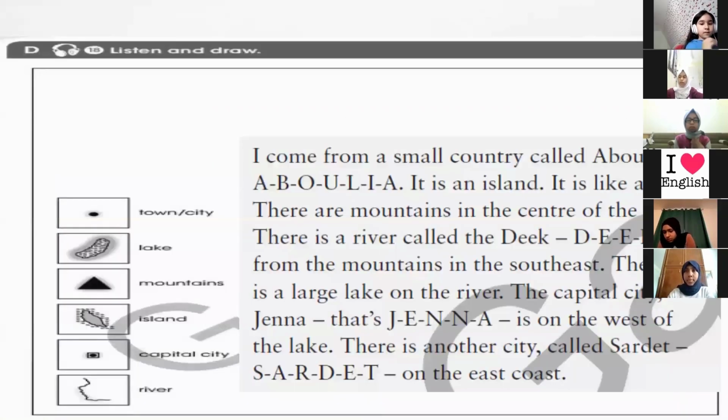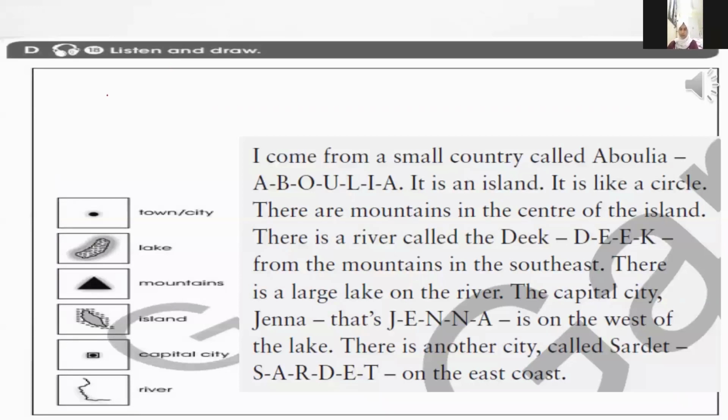Now listen carefully. So this is the text here. Listen and draw. So you have to follow this. Track 18. Listen and draw.